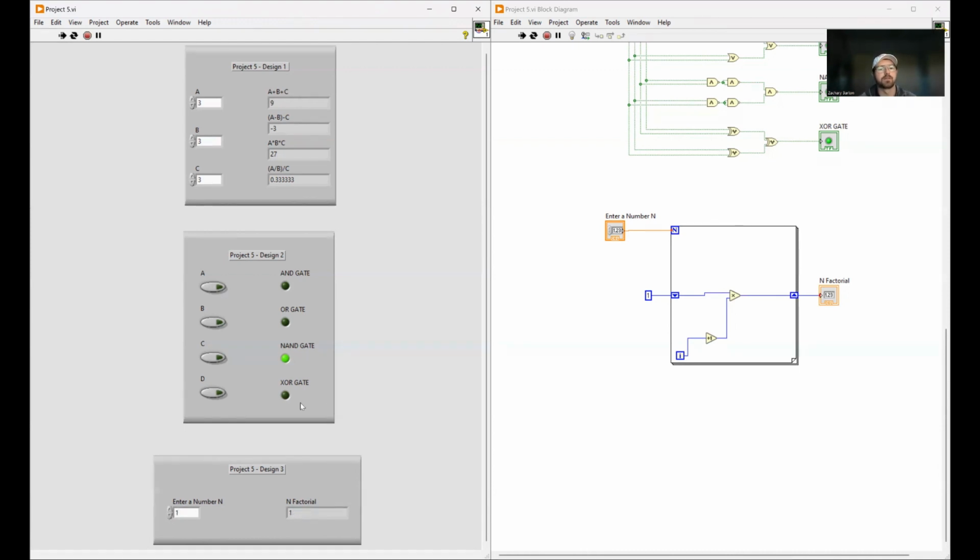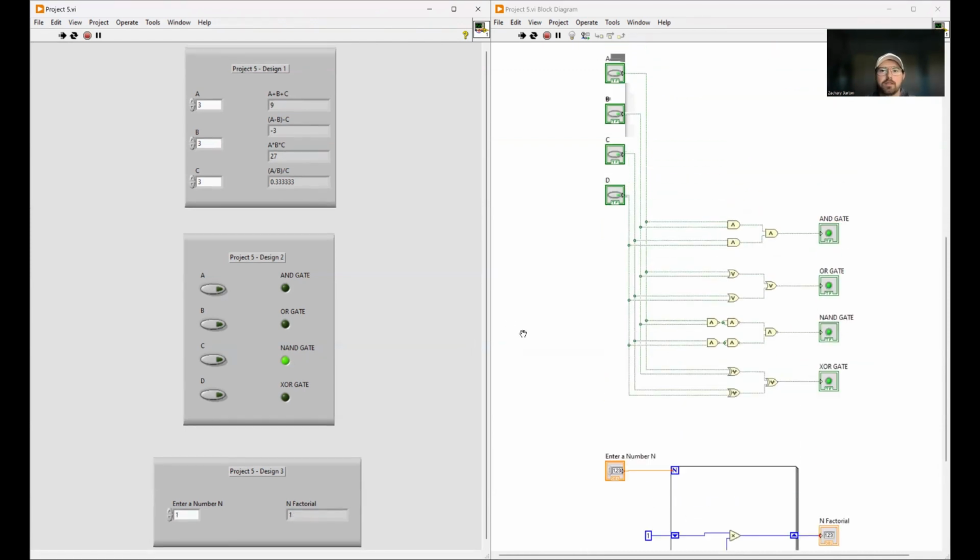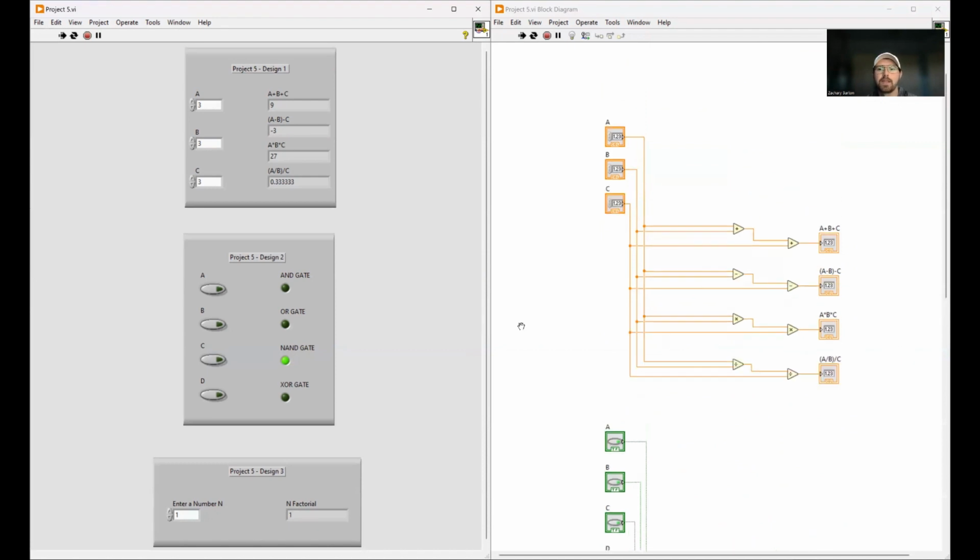So that is our first project using LabVIEW. There will be more to come, likely much more complex than this, but thank you for watching.